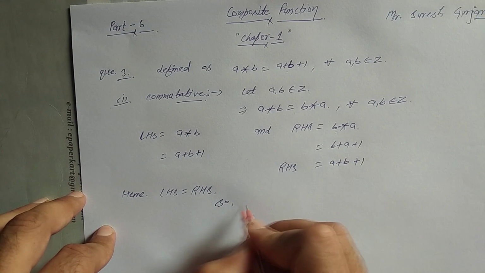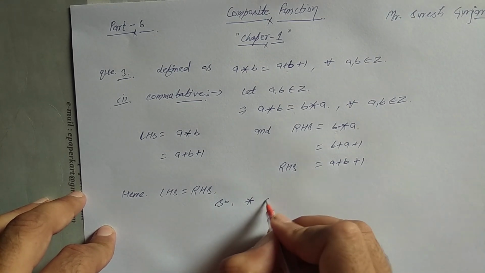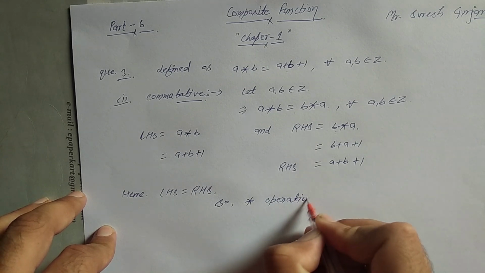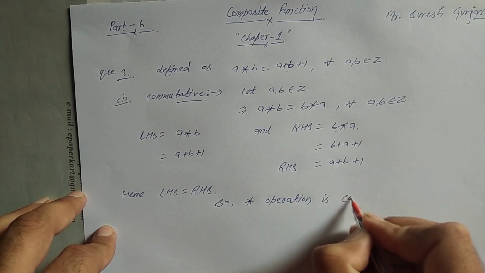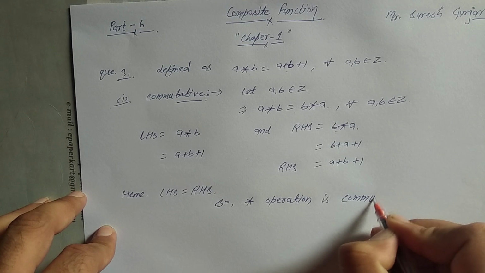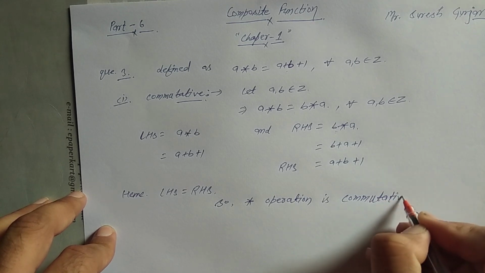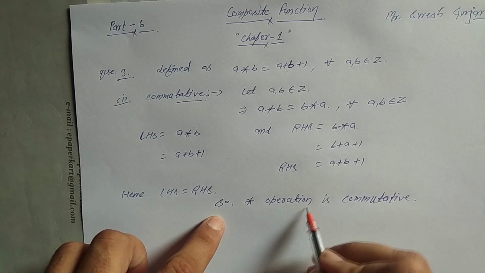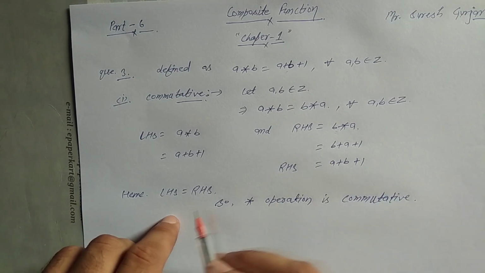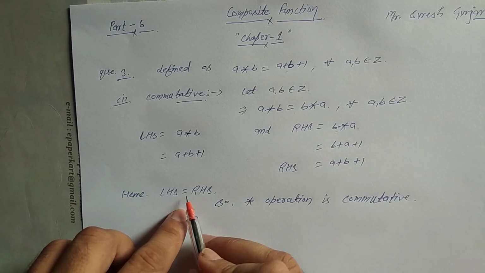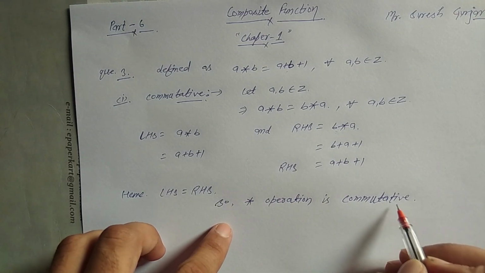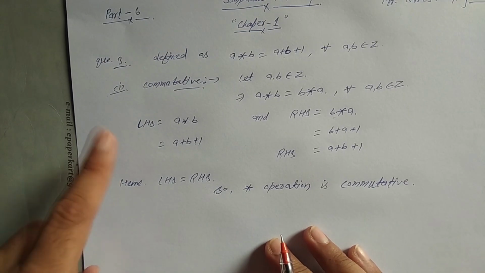So, star operation is commutative. LHS is equal to RHS, so star operation is commutative. But if left is not equal to right, then star operation is not commutative.